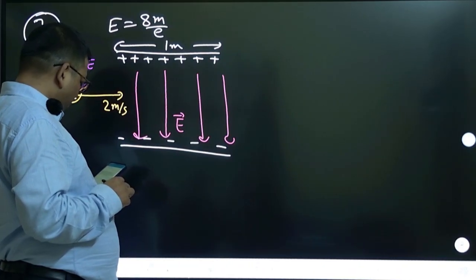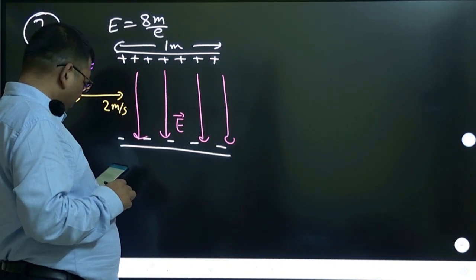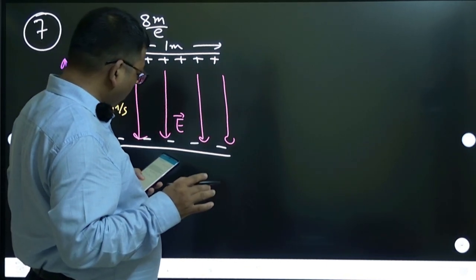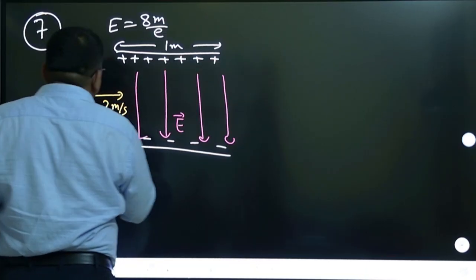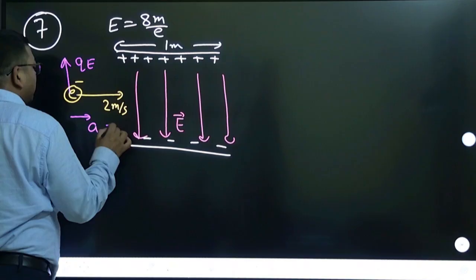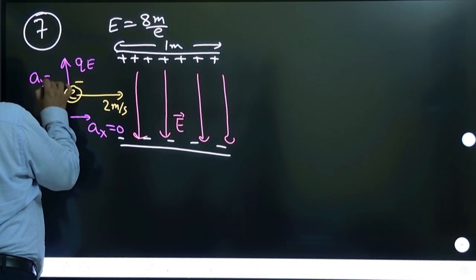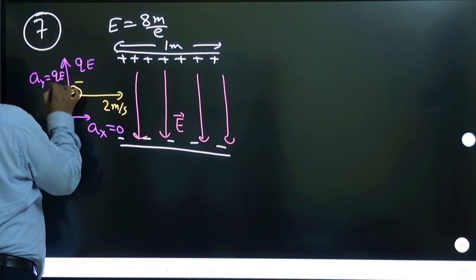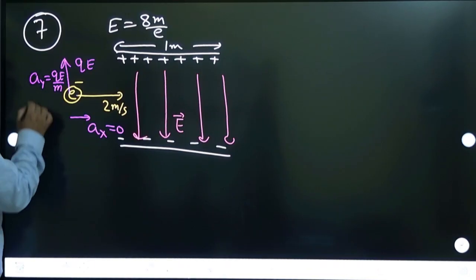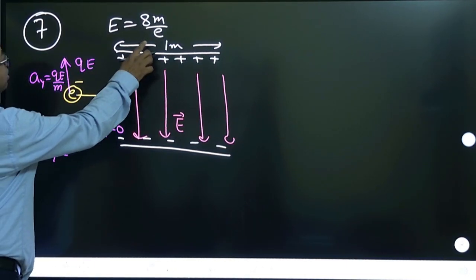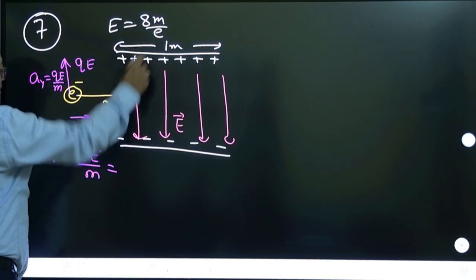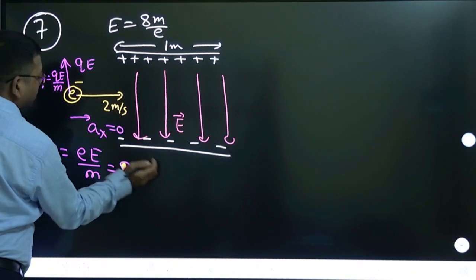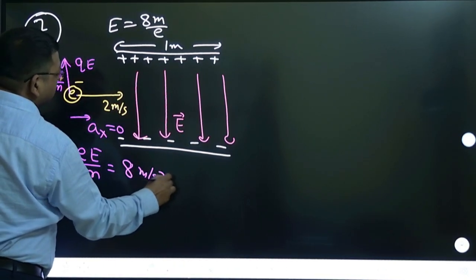What about the weight mg, should we consider it or not? They have not given any criteria for mass, so let us not consider it. This is the only force acting, and because that force is in this direction, there is no force, so no acceleration along the x-axis. Acceleration along the y-axis will be force by mass, so QE by m. Q means charge, the charge is e, so eE by m. eE by m is 8 here, so 8 meter per second square is the acceleration in the upward direction.